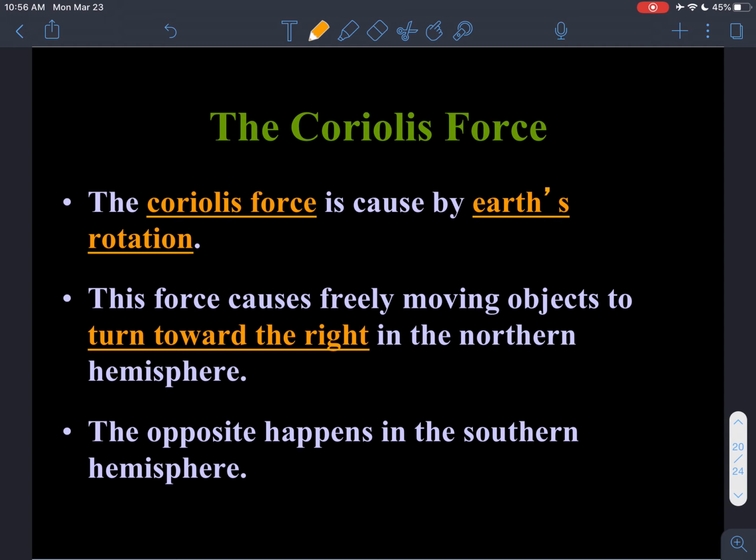Now, due to Earth's rotation, we have something called a Coriolis force or Coriolis effect. What this does is, as the Earth is rotating, it causes freely moving objects, such as air molecules, to turn to the right in the northern hemisphere, and in the opposite hemisphere, the southern hemisphere, they turn to the left.